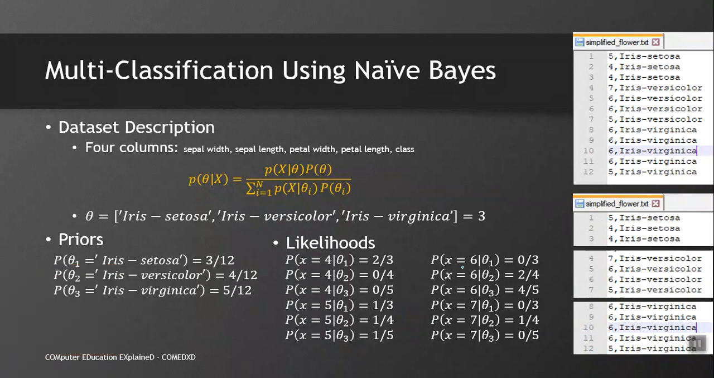Now, we look at the value 6. What is the probability that 6 lies in class 1? No instance has the value 6. So, it is 0 by 3. And what is the probability that x is 6 given class 2? In class 2 there are 2 instances which have the value 6. So, we have 2 over 4. There are total 4 instances in the class. And what is the probability of x equal to 6 in class 3? That is 4 out of 5. So, we write it 4 over 5. Similarly, we work out for the value 7.